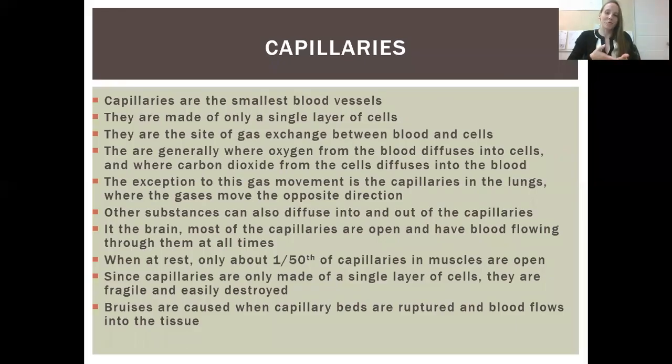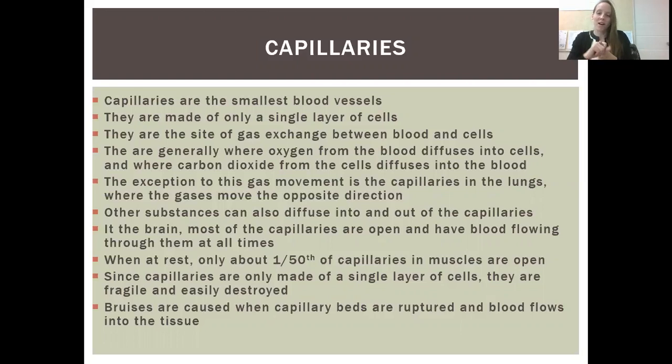The one exception to that rule is, of course, in the lungs, where carbon dioxide will be moving out of those capillaries and oxygen will be moving in. But everywhere else in your body, the oxygen moves out of the capillaries, the carbon dioxide moves in. Other substances can also diffuse into and out of the capillaries, like proteins and amino acids, different nutrients. In the brain, most of the capillaries are open all of the time, but in the rest of your body, only about 1/50th of the capillaries are open.